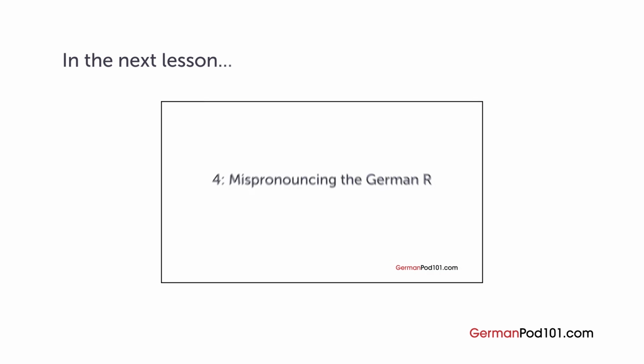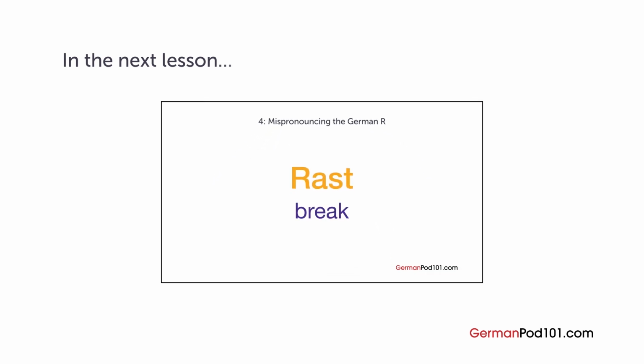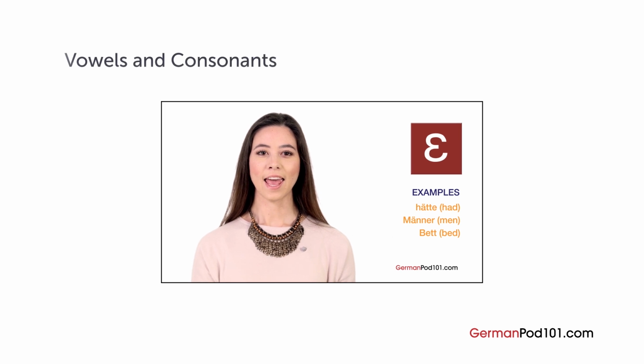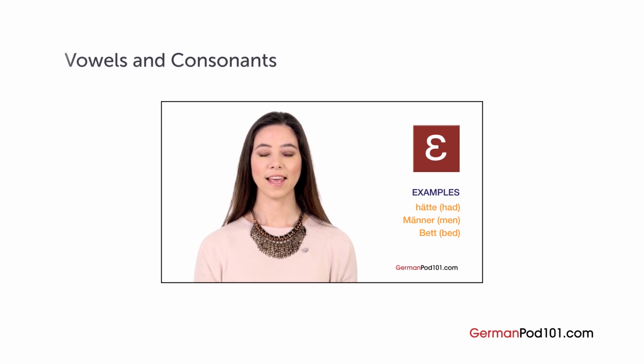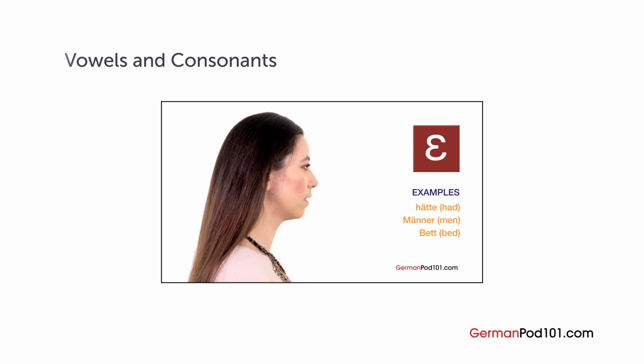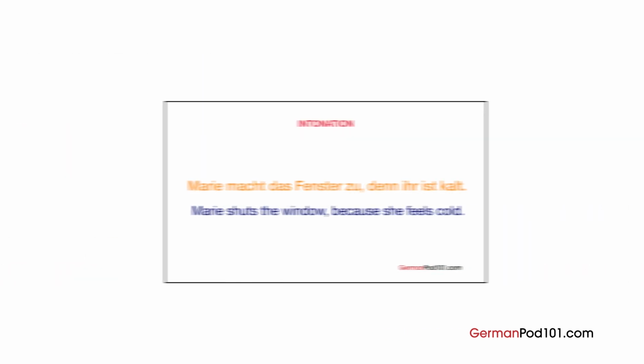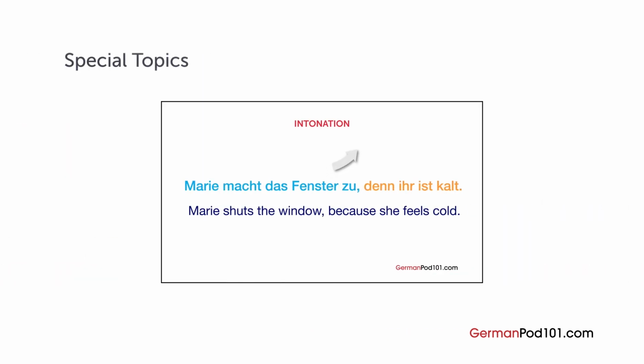You'll want to make sure not to fall into these common traps. After that, we'll begin going through the vowels and consonants of German. This is your chance to learn how to correctly say all of the words you just heard. We'll finish up the series by covering some special topics that will really make your German sound natural.